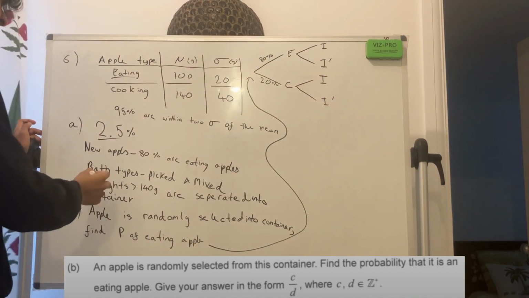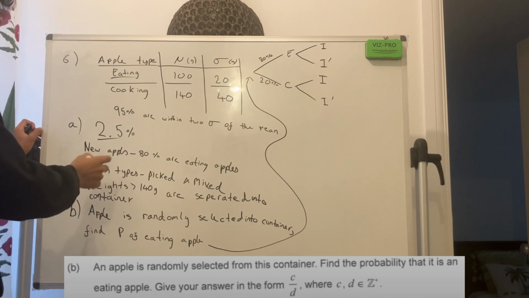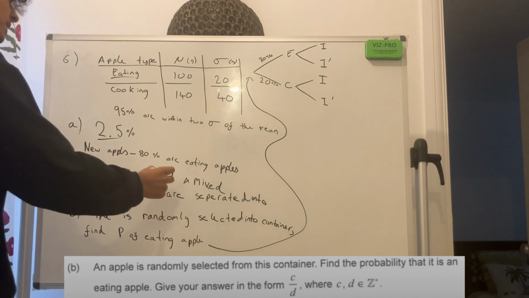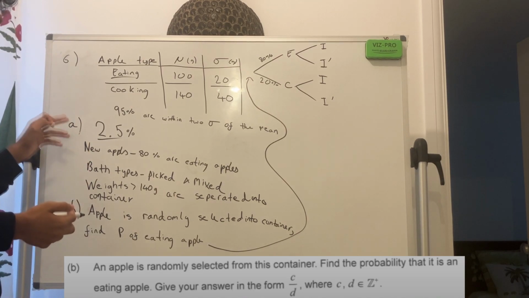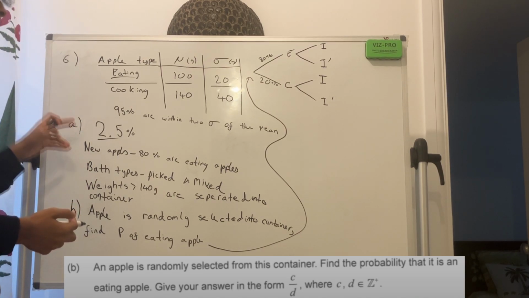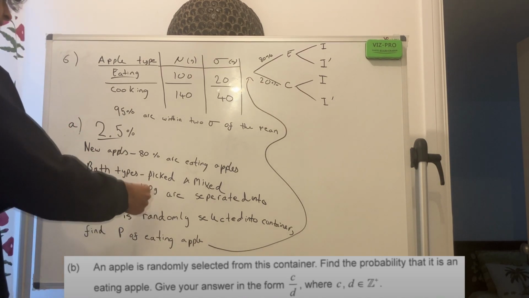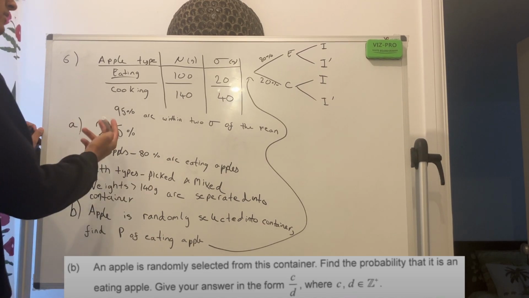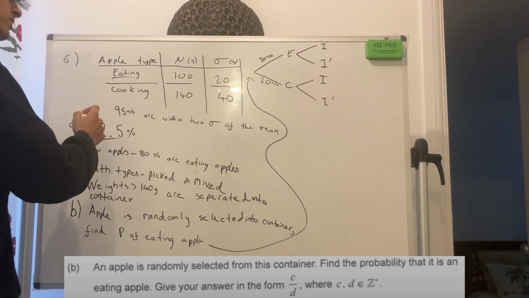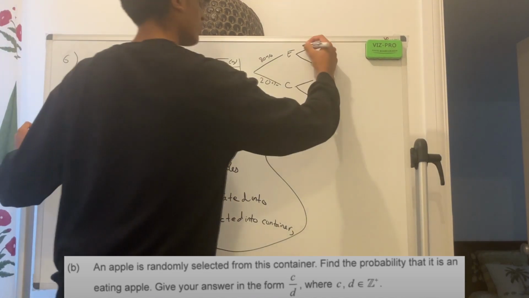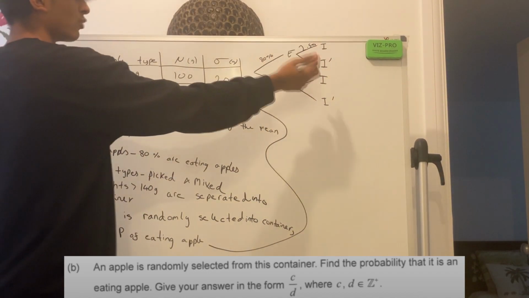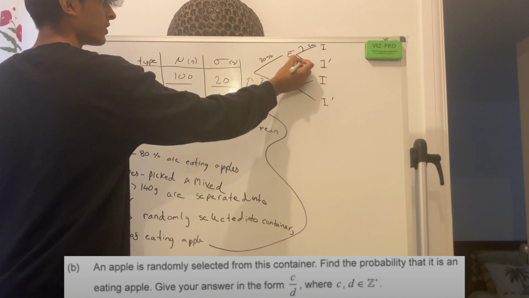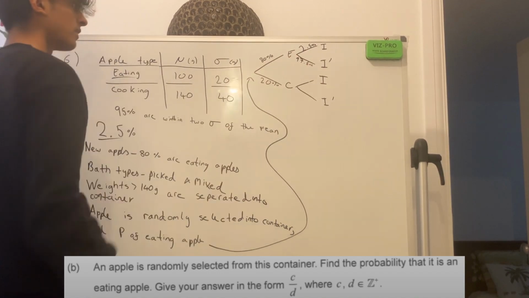And it's given that apples that have a weight of greater than 140 grams are separated into the container. Now from the question above, we were asked to find the percentage of eating apples that have a weight of greater than 140 grams, which is very similar to this. And we got that was 2.5%. So we know that 2.5% go into the container. So I can label that as 2.5%. And once again, this must add up to 1 or 100%, so this is going to be 97.5%.